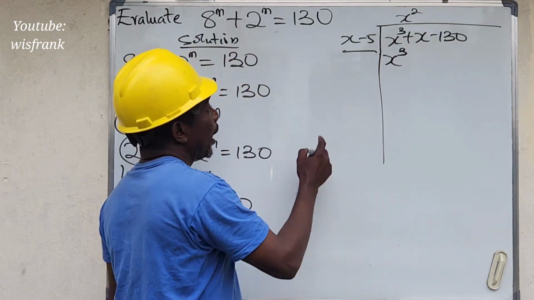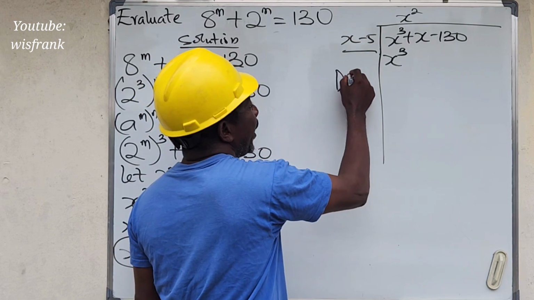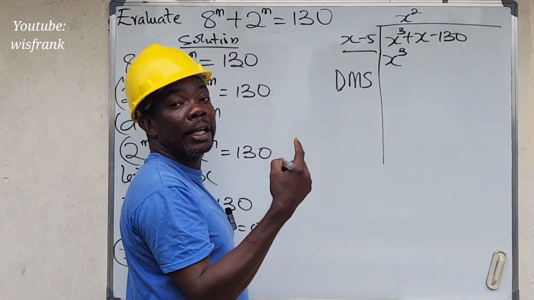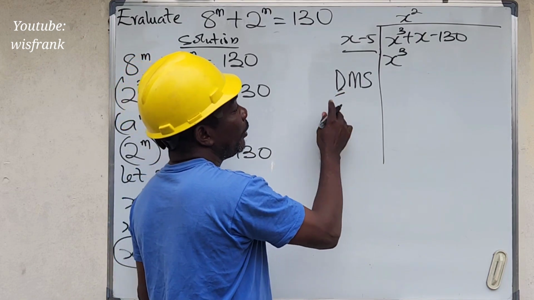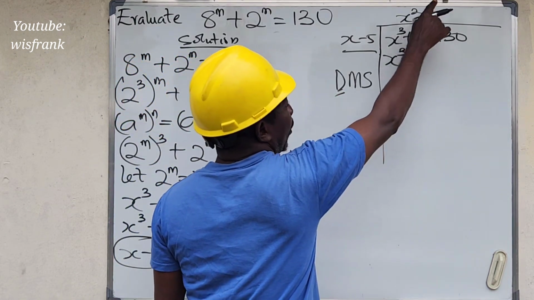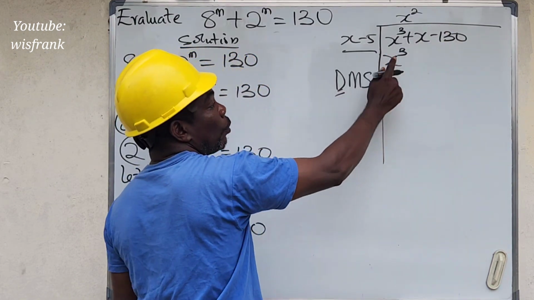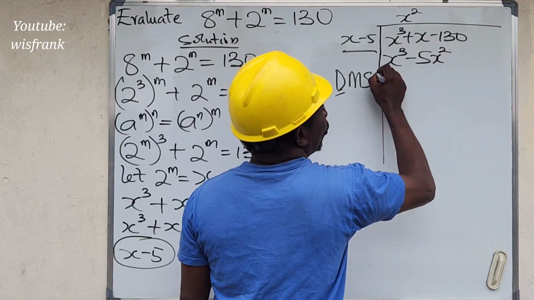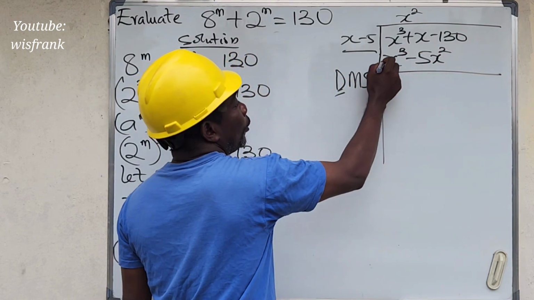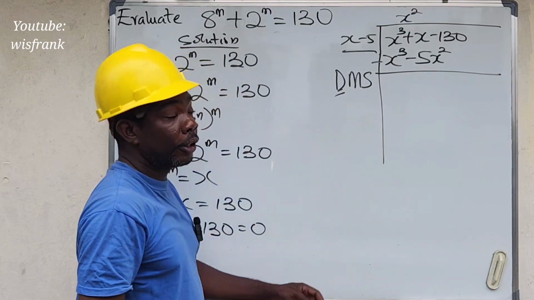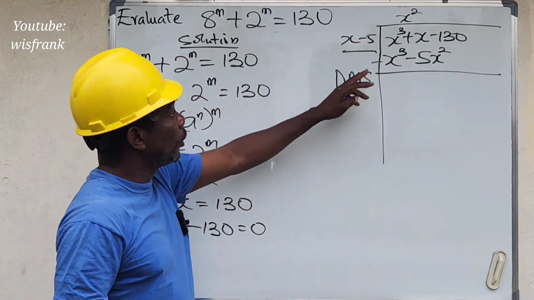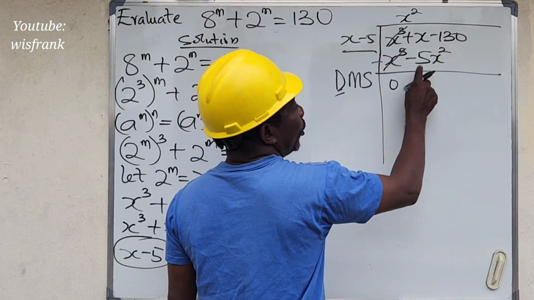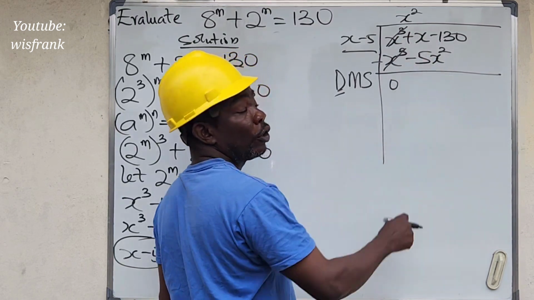We recall that this division is going to be DMS. So we have to divide, then multiply, then subtract. So we are doing the division side. x to the power of 2 times minus 5 will give us minus 5x to the power of 2. So what we are going to do is subtract. We have finished multiplication, so we are going to subtract. Now x to the power of 3 will cancel here. We have 0. So here, we don't have x to the power of 2.